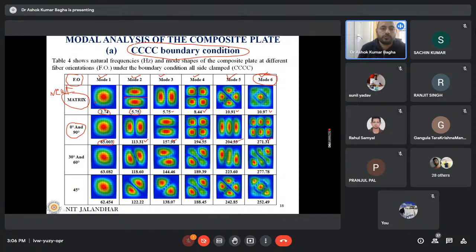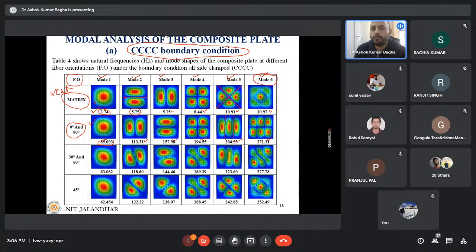And these are the corresponding mode shapes. Let us compare them. The first mode shape of the matrix and the first mode shape when the fibers are oriented at 0 degree and 90 degree are the same. The second and third mode shapes are the same. The fourth mode is the same. But in the fifth mode of the neat matrix, you will see a cross sign, whereas in the fifth mode shape with fibers oriented at 0 degree and 90 degree, you will see vertical lines like this. So this is the advantage of these software: they directly tell you the mode shapes.